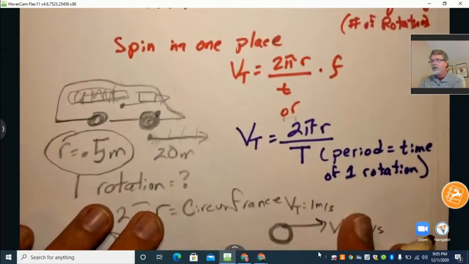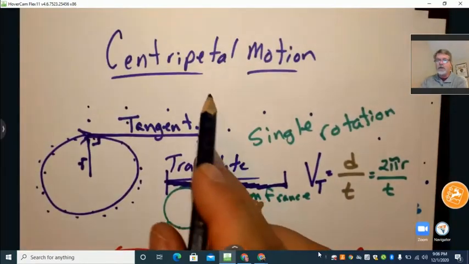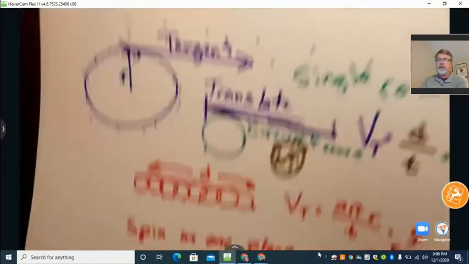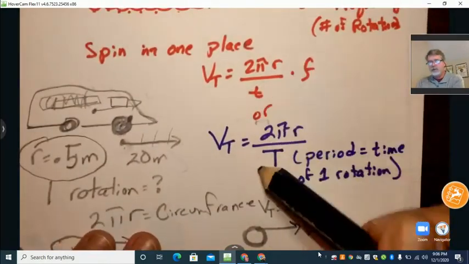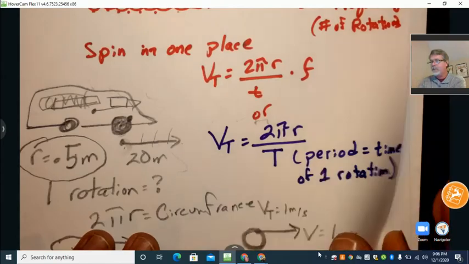Okay? So at this point, we'll have some questions for you to solve on centripetal motion, the velocity of an object, and you're going to use these two formulas here to solve them. So there'll be some of those problems available. Okay?